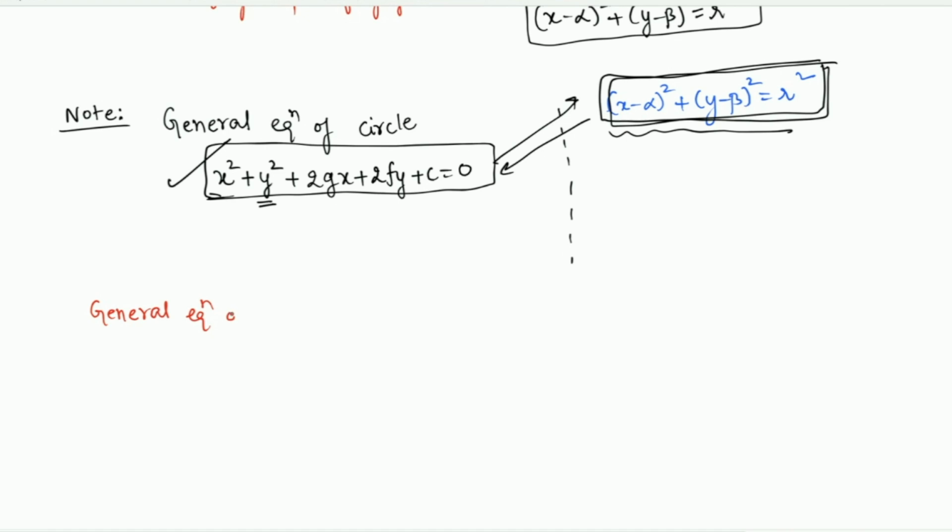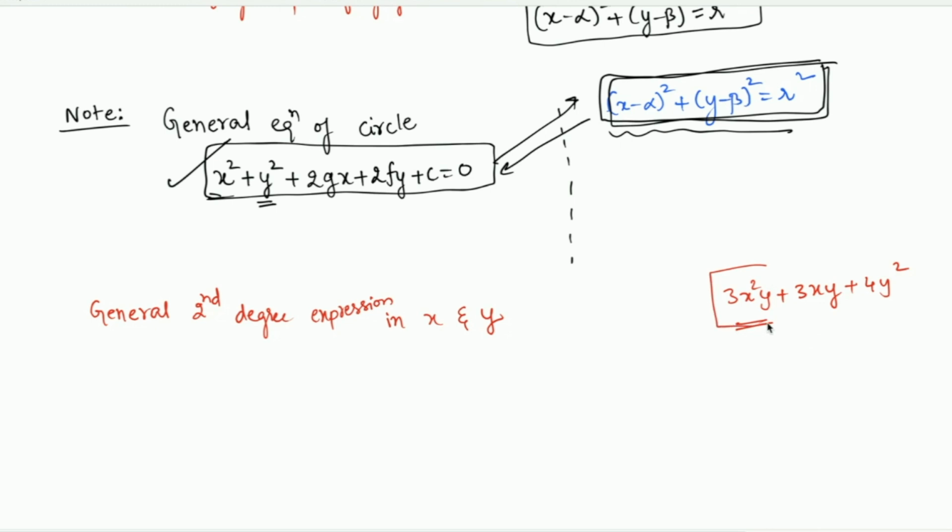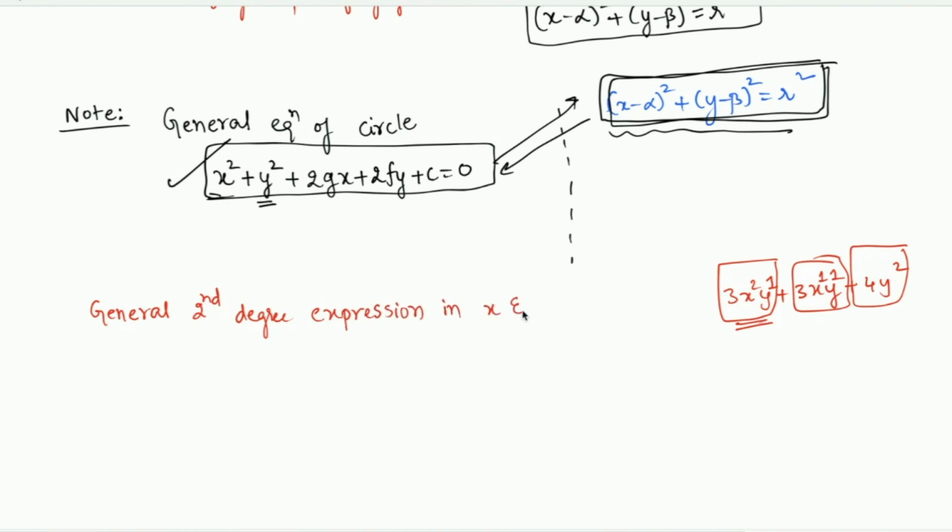General equation of second degree. What is the degree of this term? 3. Degree of a term means the addition of the powers of its variables. Your variable x power 2, y power 1, so the degree of this term is 3. What about the degree of this term? 2, sir. Degree of this term is 2. Right. When I say general second degree expression in x and y.